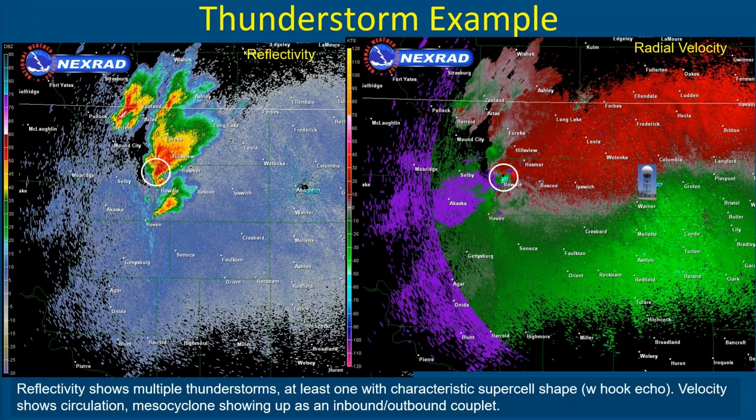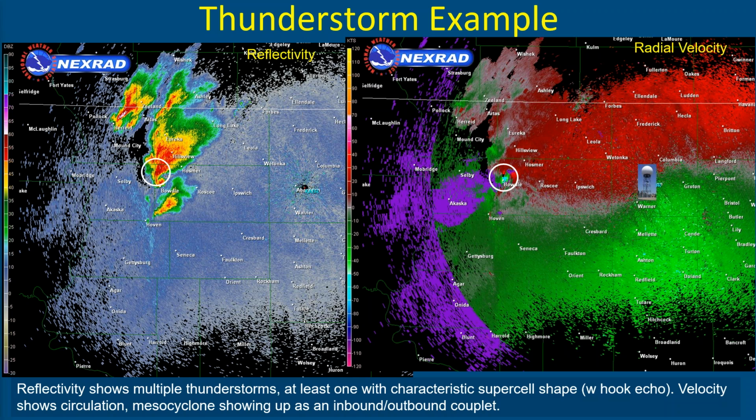Here's a thunderstorm example. You can see here, this is up in the Dakotas. I've got the radar looking at these storms from the east, looking west, and we've got 1, 2, 3, at least 4 thunderstorms here. One seems a bit stronger than the others. And so I look at first my reflectivity. I'm looking for patterns in this case. And there's a couple of things that let me know this is a supercell.